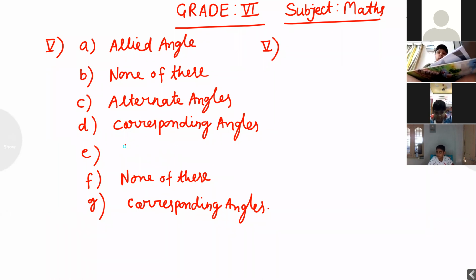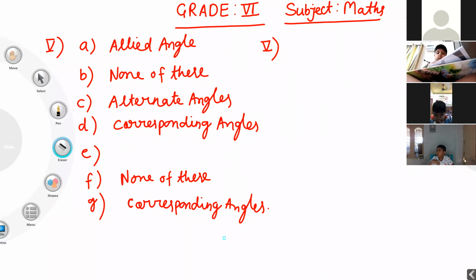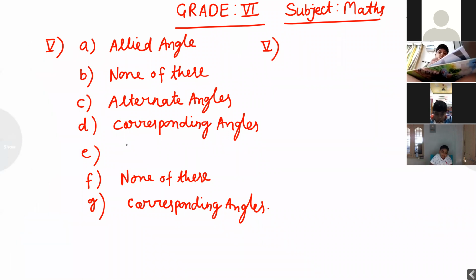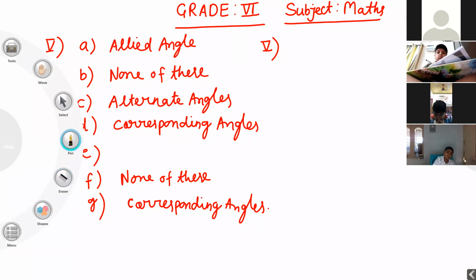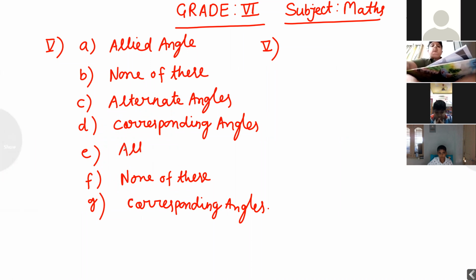Then I can write here alternate angles. 1 and 8, alternate angles we can write. The transversal line concept is a very, very important concept.